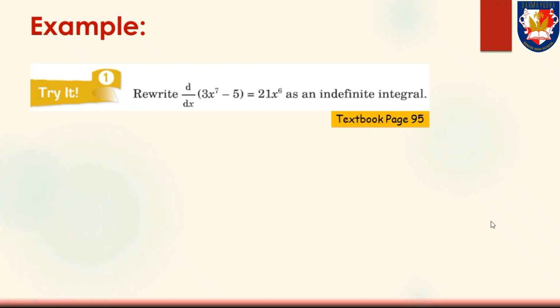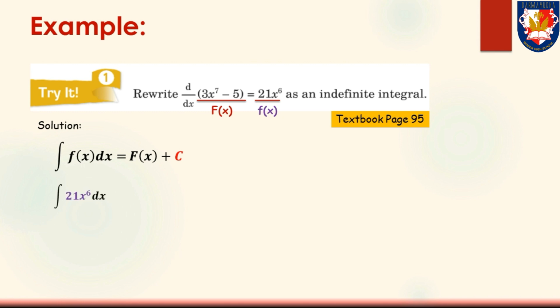Let's see some examples. Example: rewrite the first derivative of 3x to the power of 7 minus 5 equals 21x to the power of 6 as an indefinite integral. Based on the definition, we have the integral of small f equals capital F plus c. Now, from the question we have 3x to the power of 7 minus 5 as capital F and 21x to the power of 6 as small f. Substituting this into the definition, we have the integral of 21x to the power of 6 dx equals 3x to the power of 7 minus 5 plus c. Since minus 5 plus c is an arbitrary constant, leave it as c. So we simplify to 3x to the power of 7 plus c.